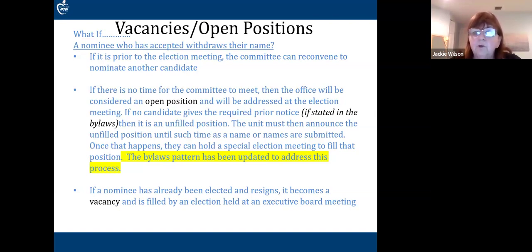This, again, is a new part of the bylaws pattern that was just recently added to make it clear what happens in the case of an open position. And if the nominee has already been elected and resigns, then it becomes a vacancy, and that's filled differently. That is filled by a vote of the executive board. So 2 different scenarios here between whether somebody withdraws their name before the election or whether they resign after they have been elected.